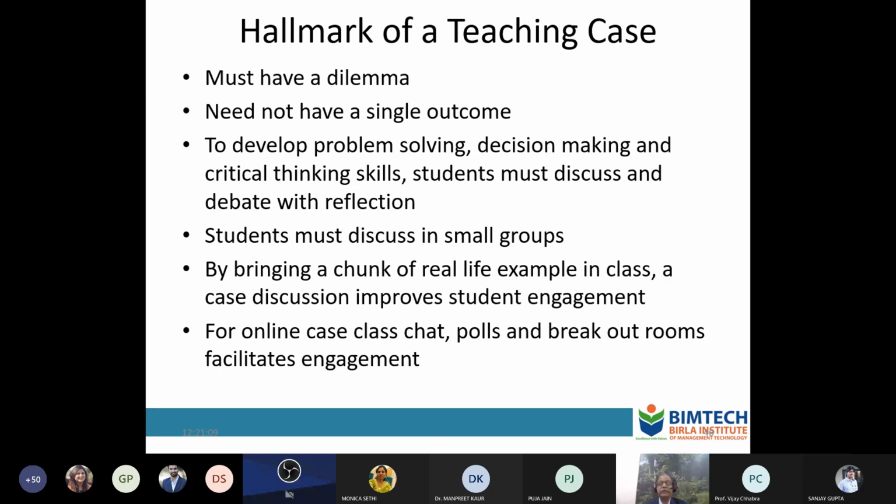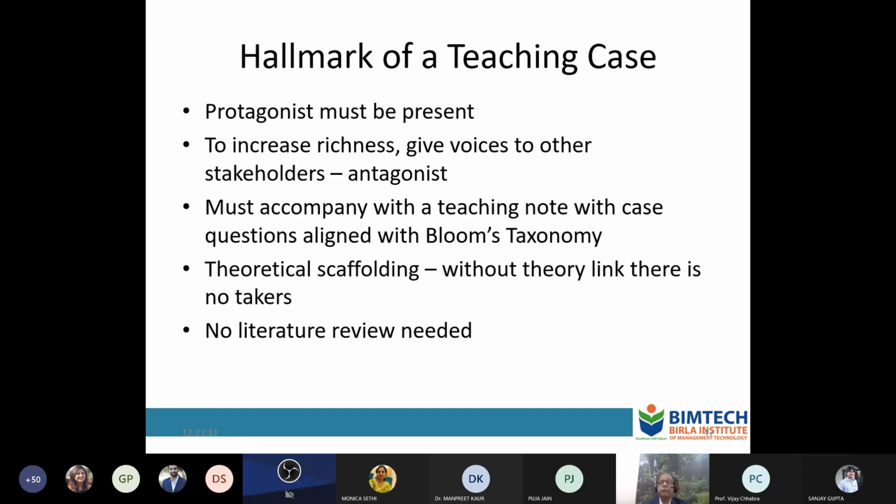That is important. So let students discuss among themselves. That is where the online breakout rooms are useful. You must have breakout groups and tell them, go and discuss. Through discussion, they must identify the problem, and let them separately discuss and come back and present. That is the proper use of a teaching case. So it brings a chunk of real life, that is the online.